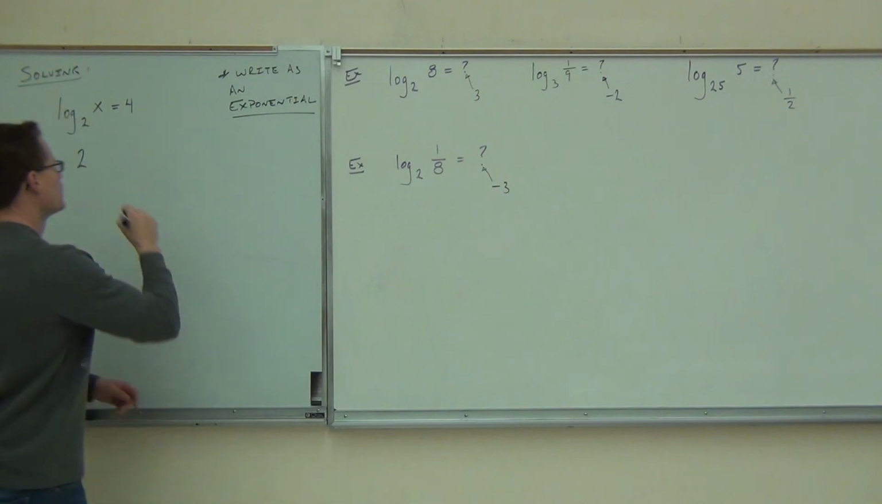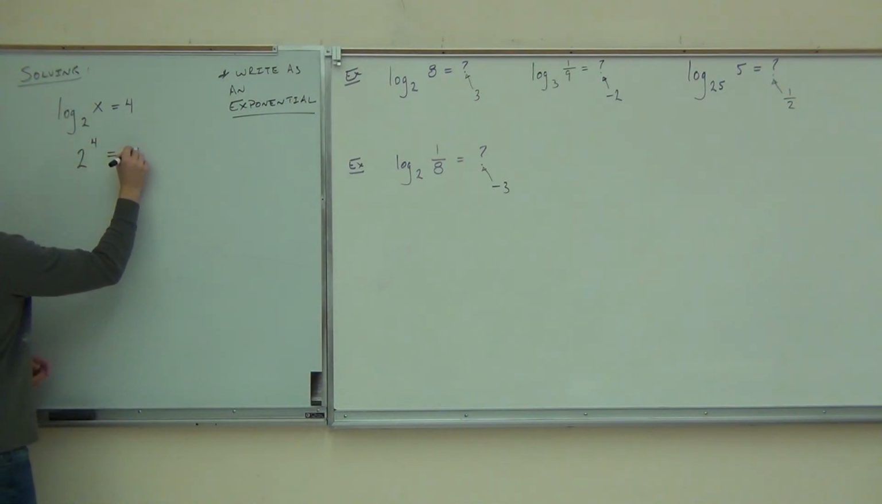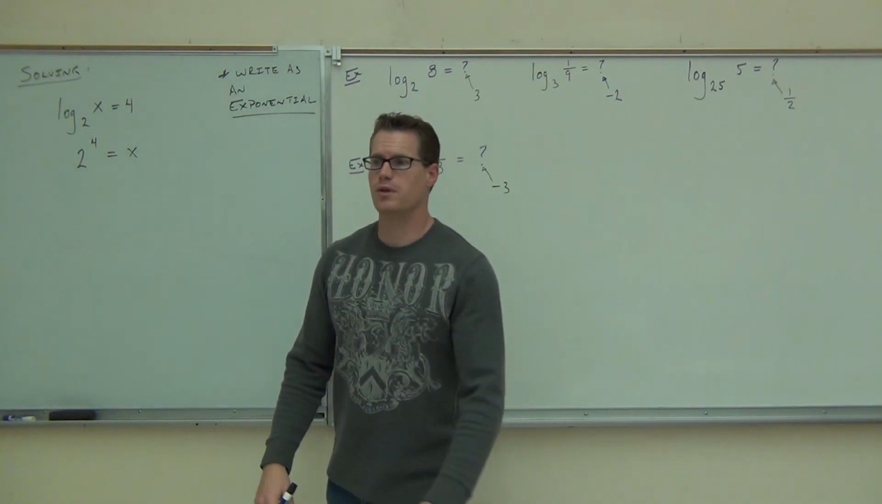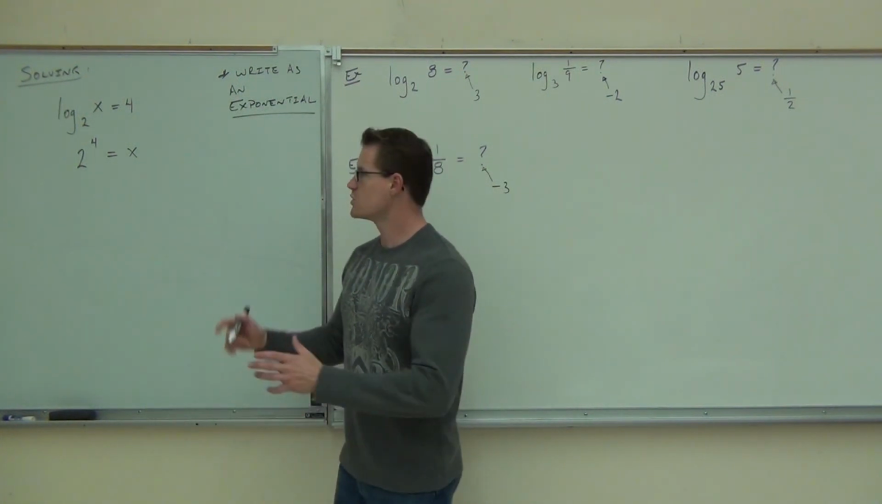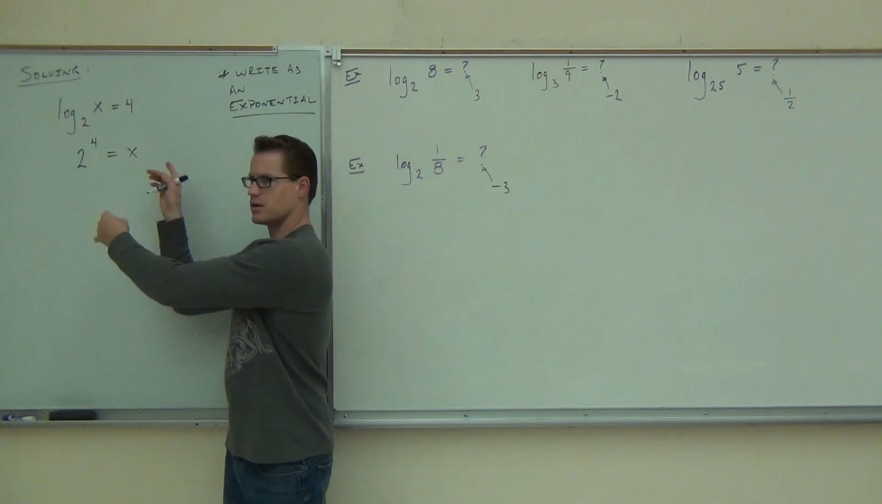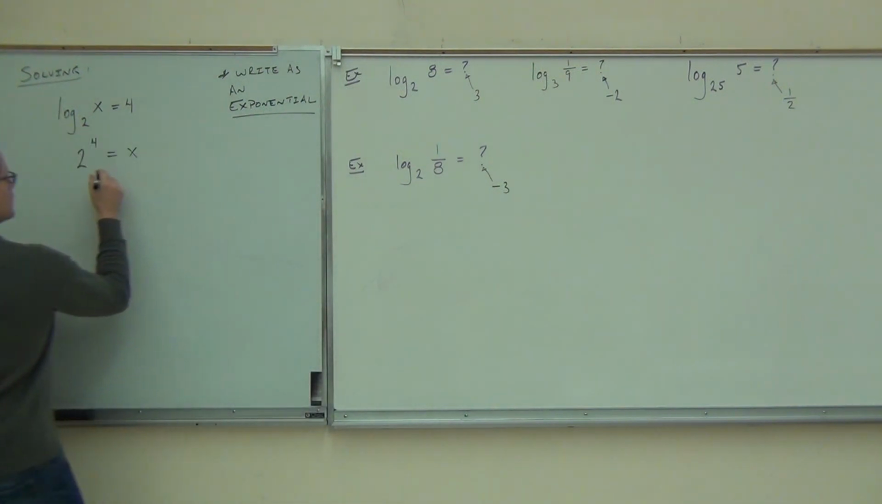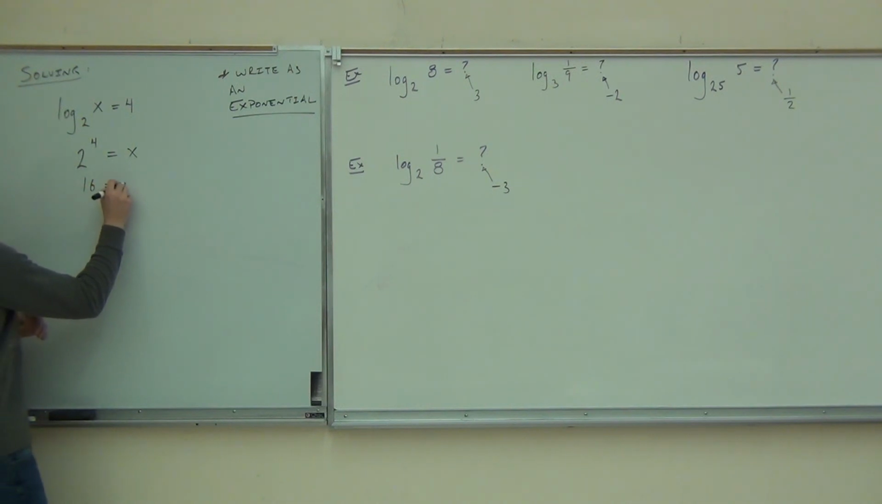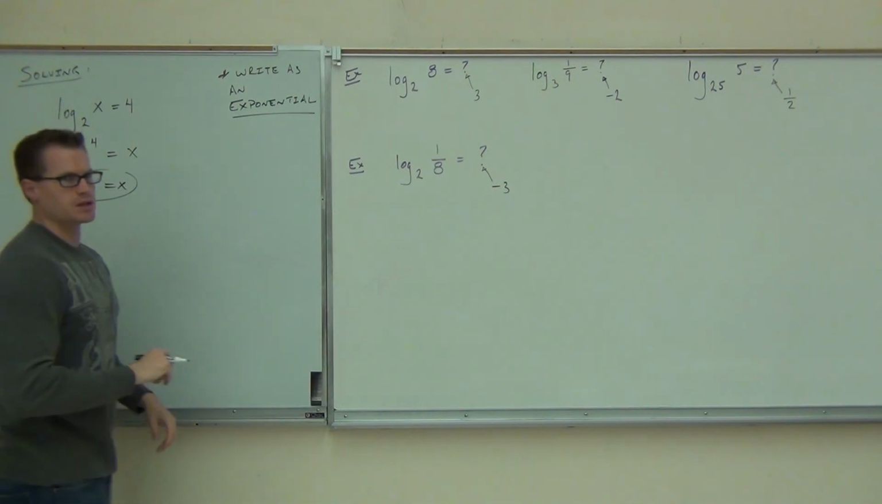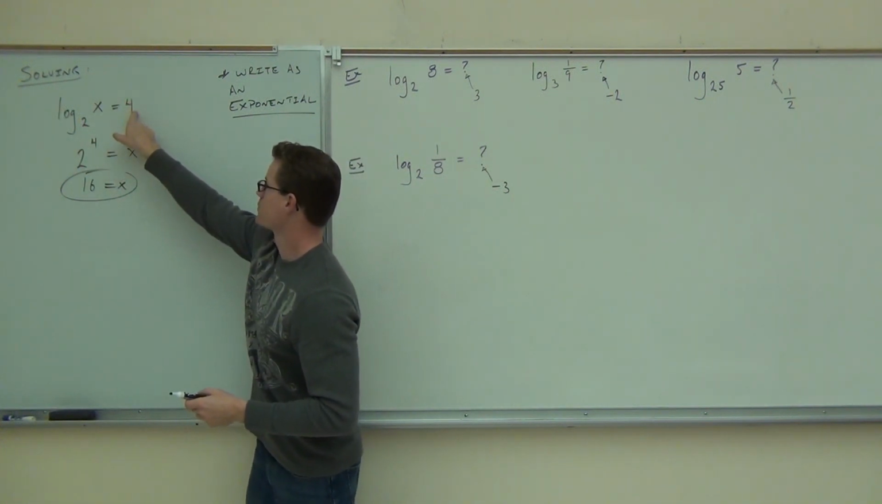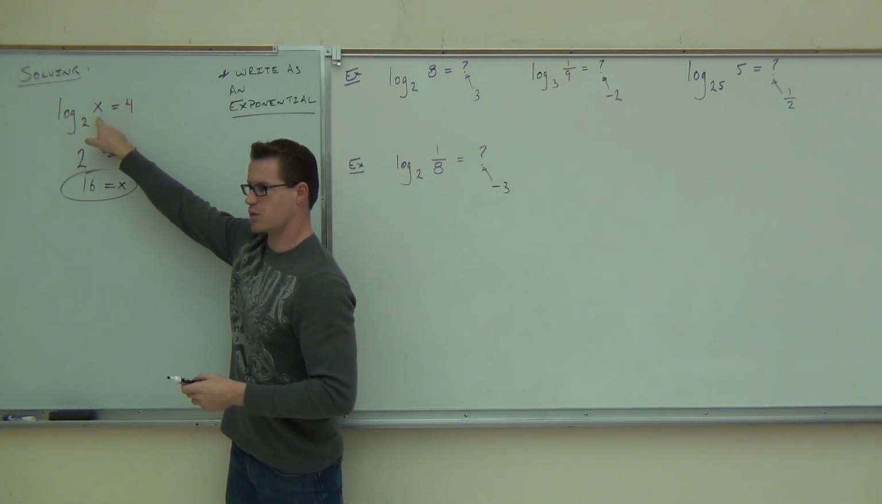4. Equals, oh, hey. Hey, look at that. X is already by itself. Can you tell me what 2 to the 4th is? 16. So as soon as you write that as an exponential, that's a lot easier to think about, isn't it? Instead of trying to do that in your head, you go, oh, yeah, okay. That means x equals 16. And if you go back to the logarithm, it says 2 to the 4th should give you 16. Does it work?